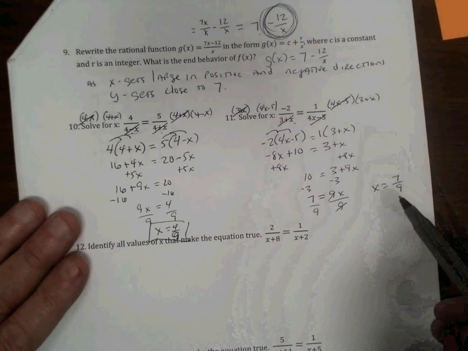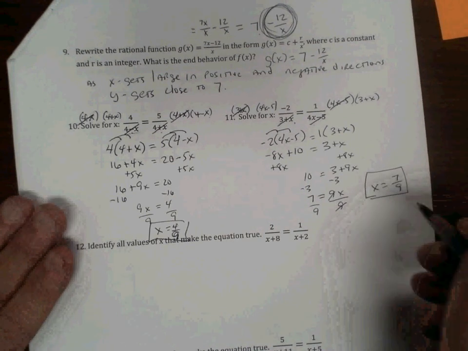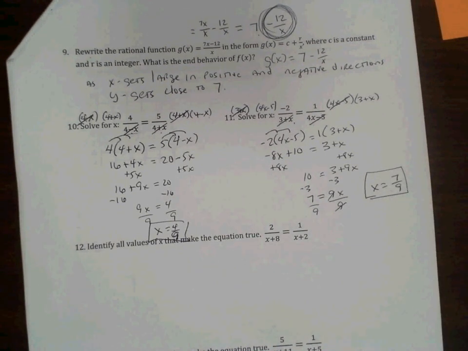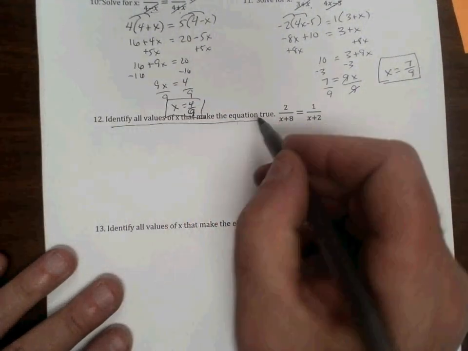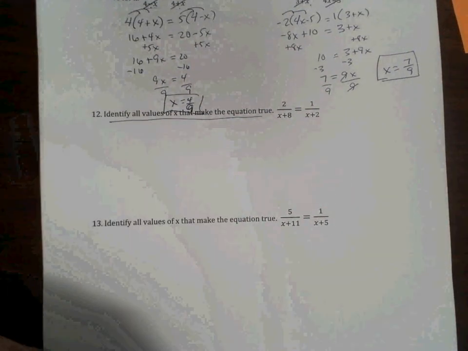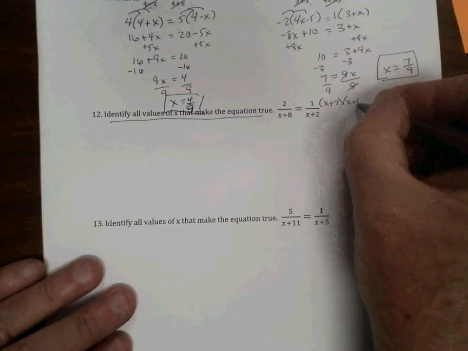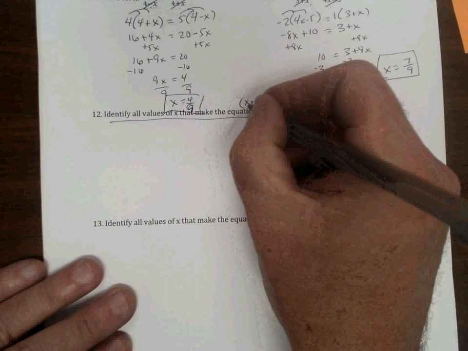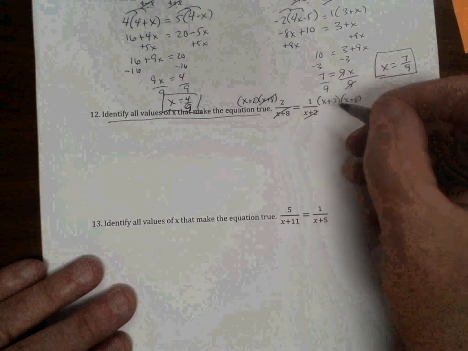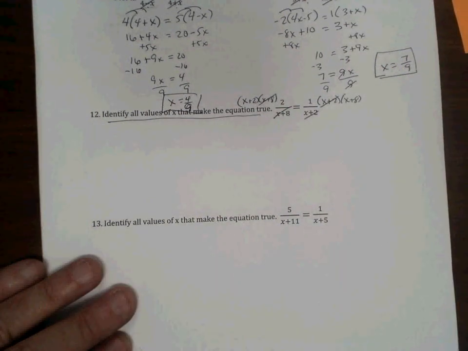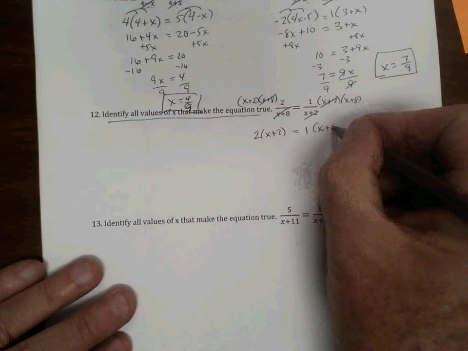If I go back and plug in, I will see that neither denominator would be 0 if I plug in 7/9. So this is my solution. Some people were confused yesterday when they got this next problem because they didn't understand that "solve for x" and "identify all the x values that make the equation true" are the same thing. So we do the same thing. We're just going to solve it. Multiply both sides by both denominators. So the division by x plus 8 and the multiplication by x plus 8 cancel. Division by x plus 2 and multiplication by x plus 2 cancel. That leaves me with 2 times x plus 2 on the left and 1 times x plus 8 on the right.